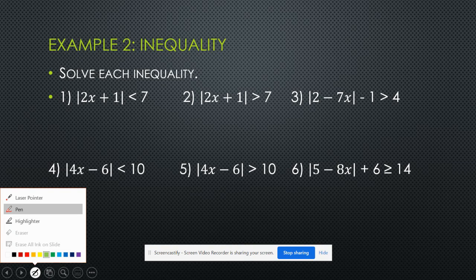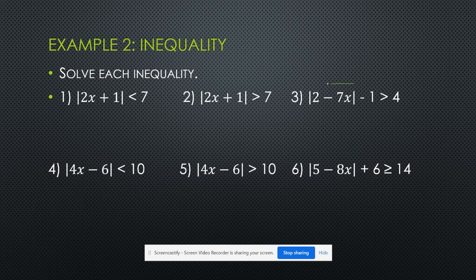All right, if I look at number 3, I really can't do anything yet because the absolute value here is not alone. So the first step I have to make is to take that -1 over to the right side, so my absolute value is all by itself. I'm going to add 1 to each side first. Now I have the absolute value of 2 minus 7x is greater than 5.